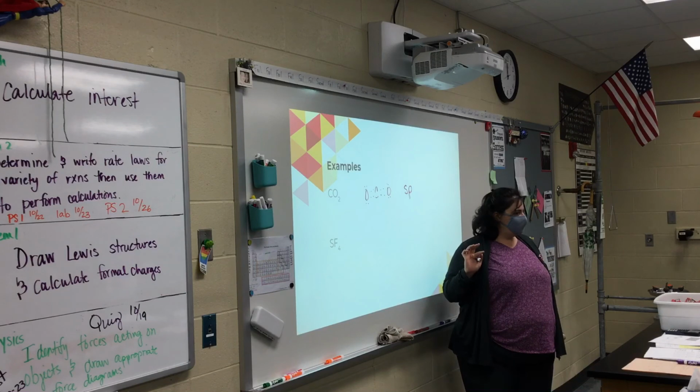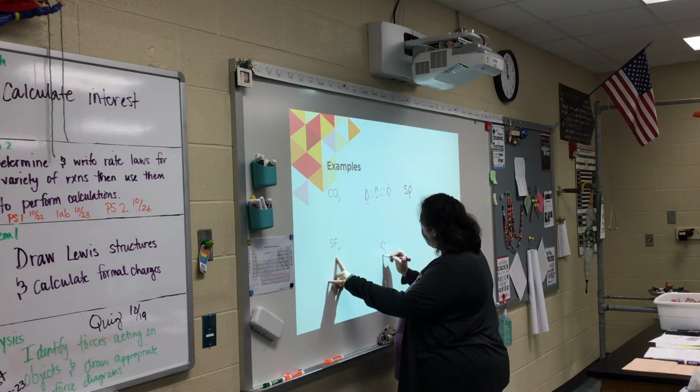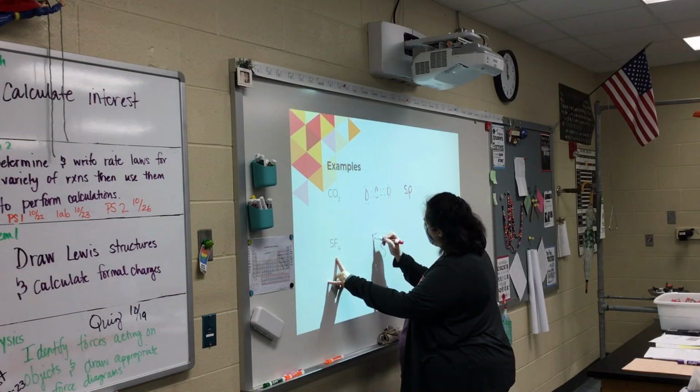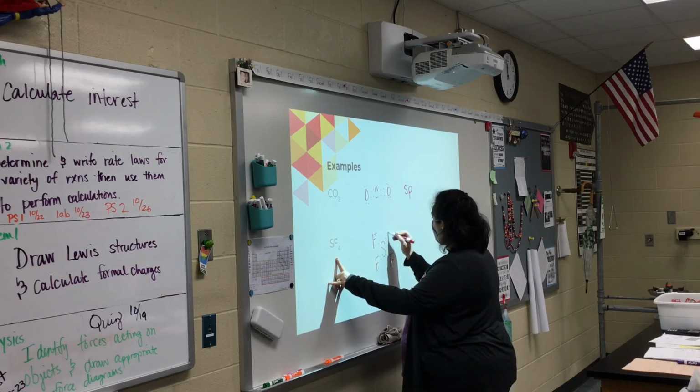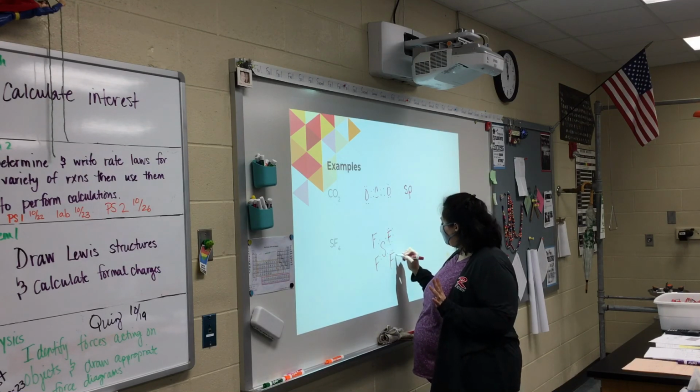What do you think? Okay. Sulfur tetrafluoride. Tell me what this looks like. How many total electrons should there be? 34.